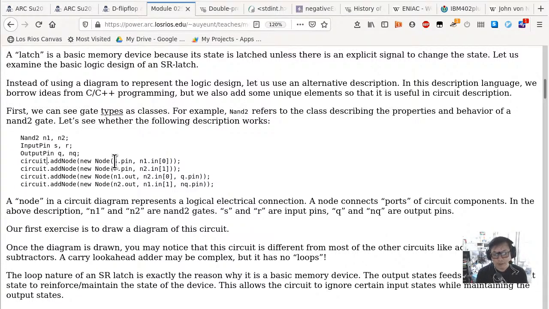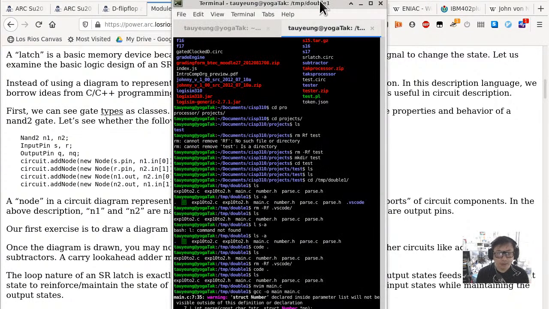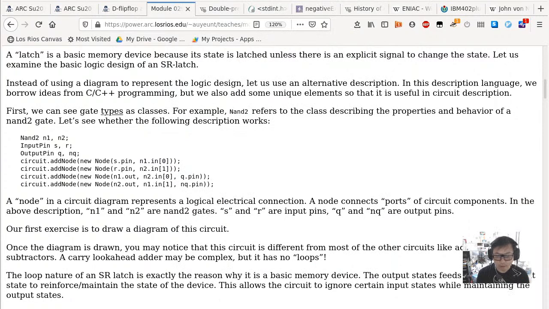A node is basically just an electrical connection between ports of devices in Logisim. So we'll go ahead and create this particular circuit using Logisim and see what it looks like. Let me start up Logisim.